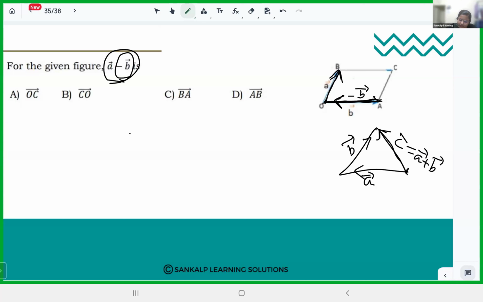Then we'll get this line, isn't it? It is from A to B. That is vector AB. Minus B plus A will give you vector AB. So which option is right? Option D is the right answer. I have written it like this: minus B plus A is equal to vector AB because it starts from the initial point of vector B. So the direction will be from A to B. All right.